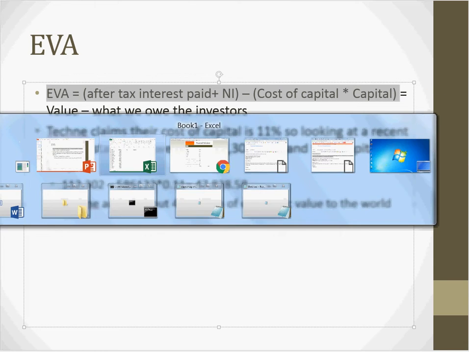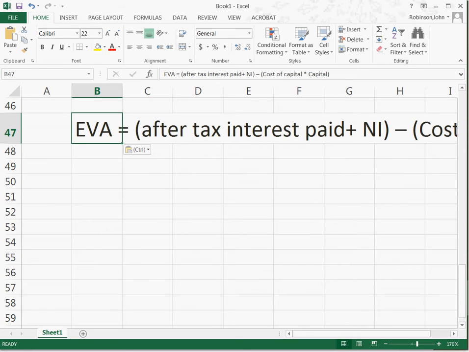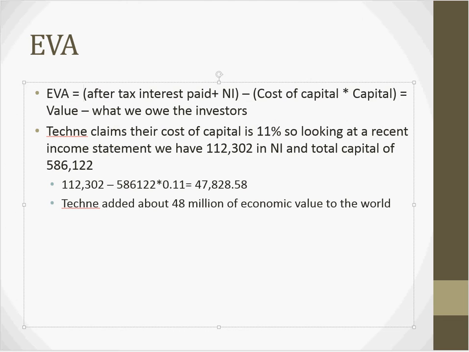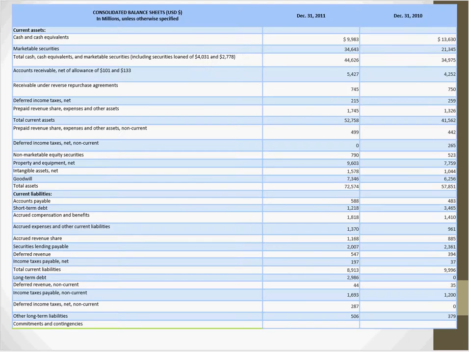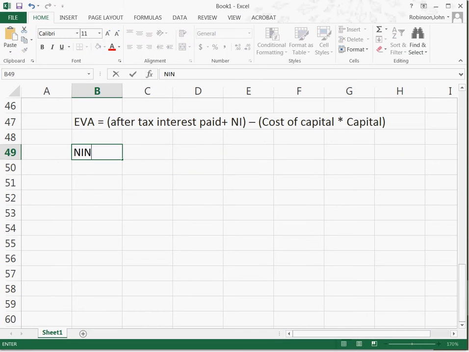Okay, so we need net income for Google. So I'll go back here. Let's go check it out here. Google, there we go. So Google, here's their income statement. We have 9737 of net income. 9737, right? So that's 9 billion, I believe, right? Yep, in millions. So they have $9 billion in net income.